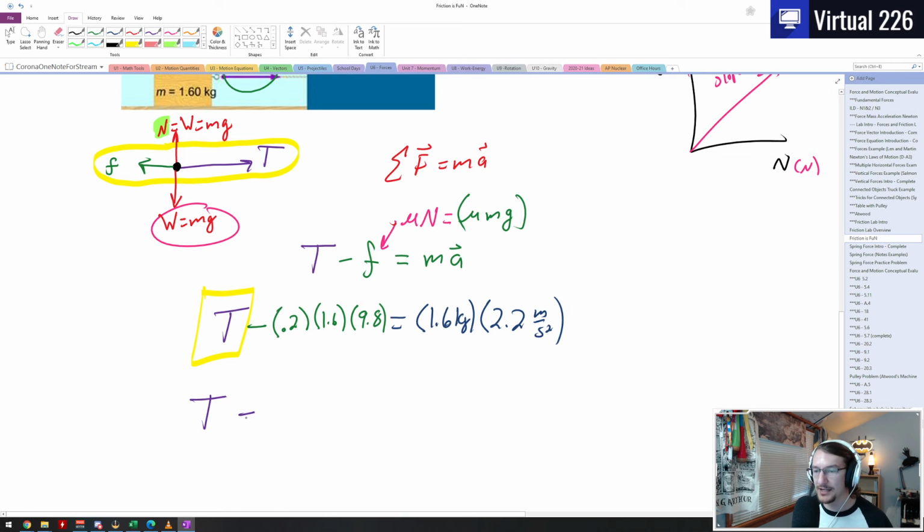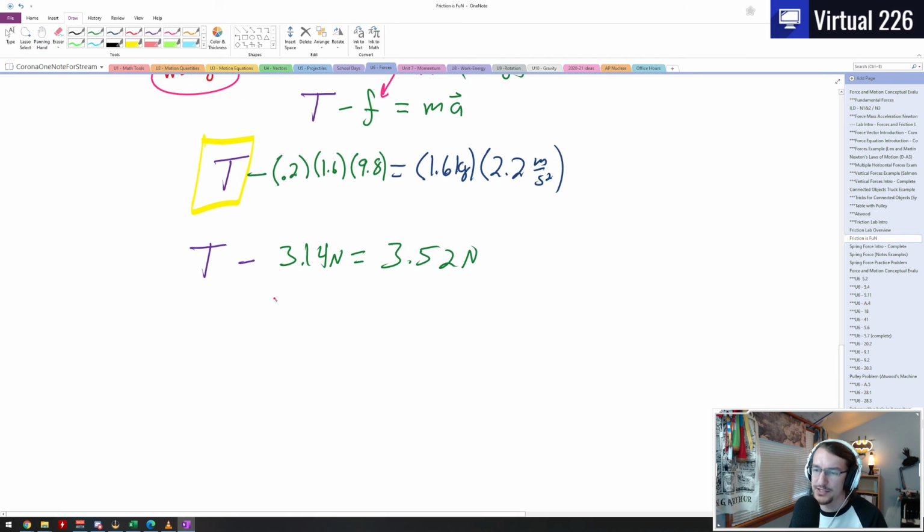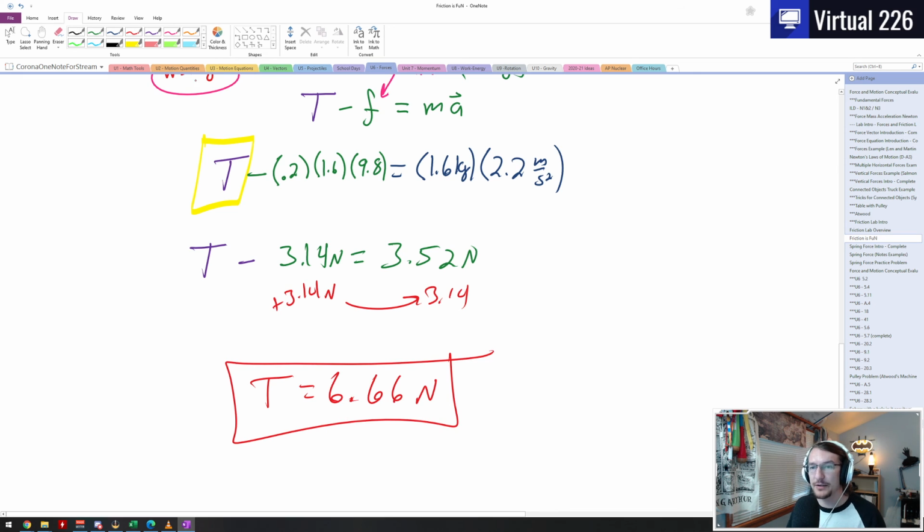We just need to multiply some things together, then apply some algebra. So we've got tension minus, and then let's figure out what this number is. That's 0.2 times 1.6 times 9.8. It's 3.14. Ooh, it's like pi. I love pi. And that equals, let's see, 1.6 times 2.2, and that's going to be 3.52. And these are all newtons here because our tension needs to be in newtons in the end. It's a force. And if we just add the 3.14 newtons over, we'll find that tension equals 6.66 newtons. And that's our answer right there, okay?